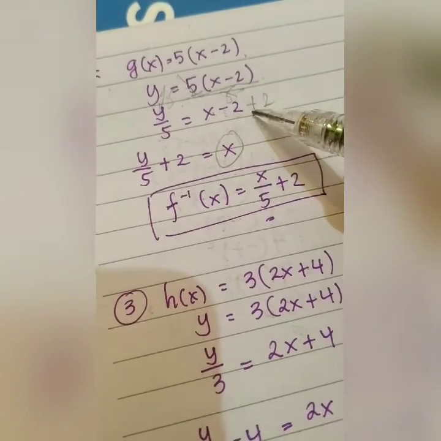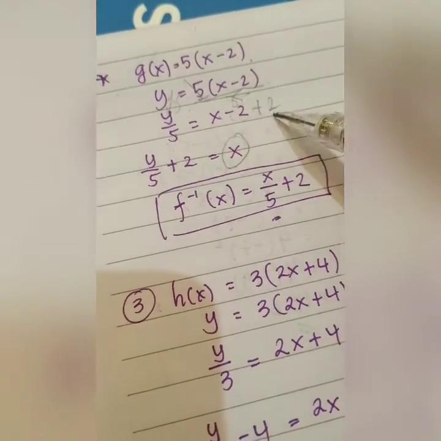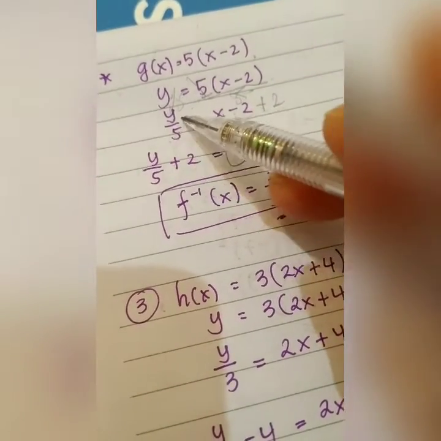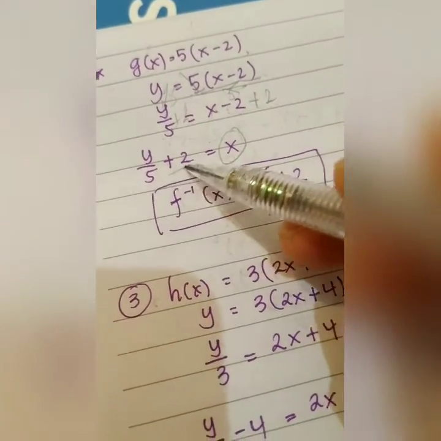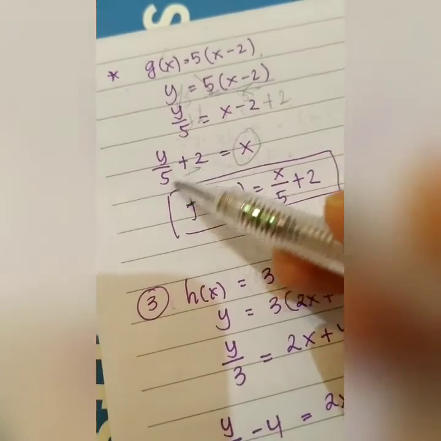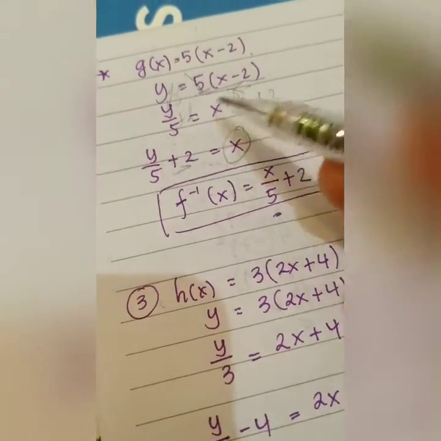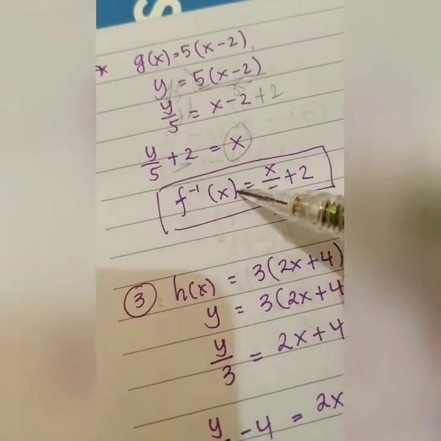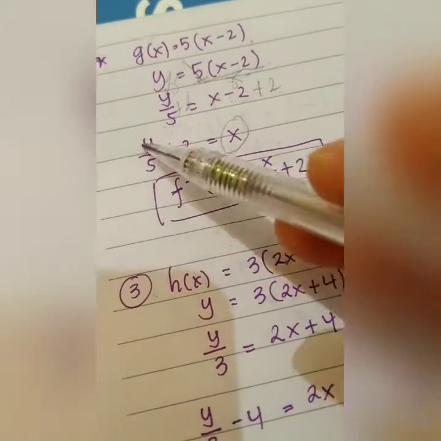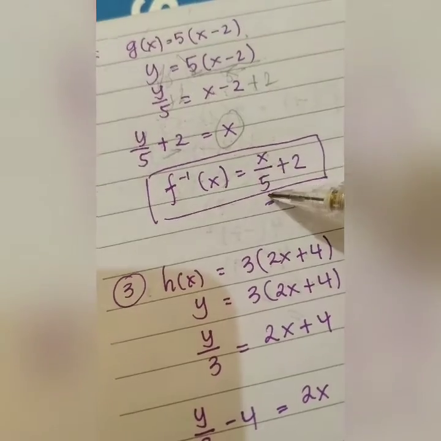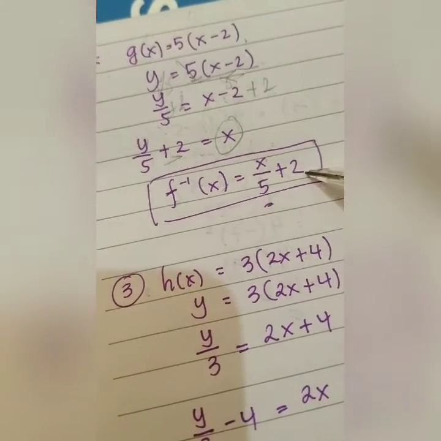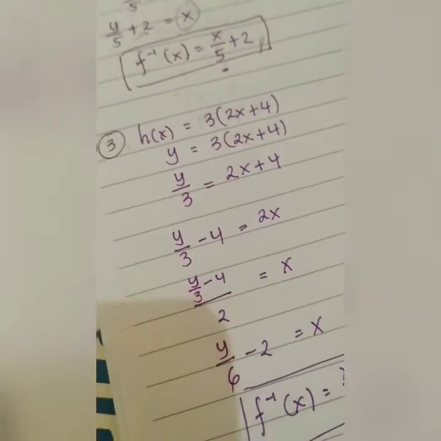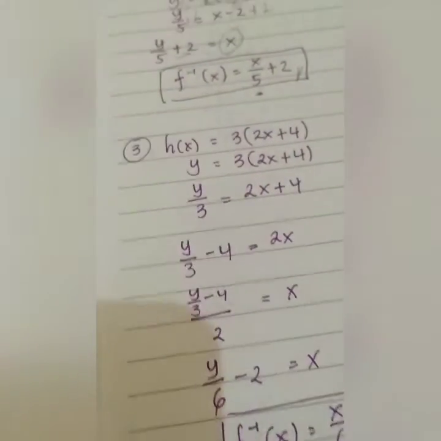Negative 2 plus 2 is 0, sorry, so x is left. Then here is y over 5 plus 2 equals x. So the inverse of the function: we change y to x, giving x over 5 plus 2, the same as with the flow diagrams. Now we are going to number 3.